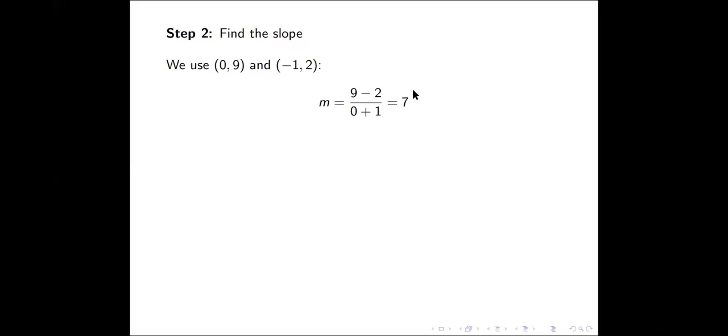So now that we have the slope and we have the y-intercept of 9, we just use y equals mx plus b, and we have the equation of the line. y equals 7x, again, that's m, and then 9 is b, mx plus b. So is there any question so far?